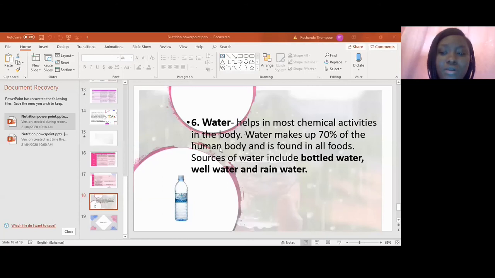Then we had minerals, right? Like vitamins, we know that minerals also promote a healthy body. Good. And lastly, we have water. Great. And we know that our body is mostly made up of water. We need water for most chemical activities in the body. Well, good job.